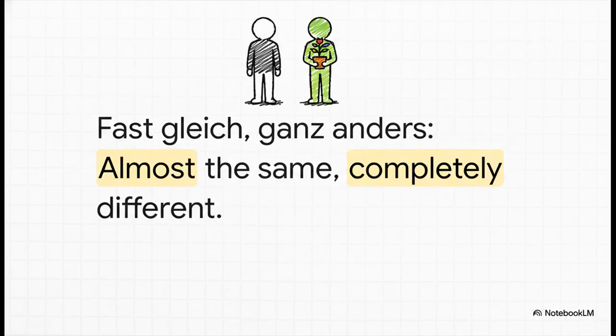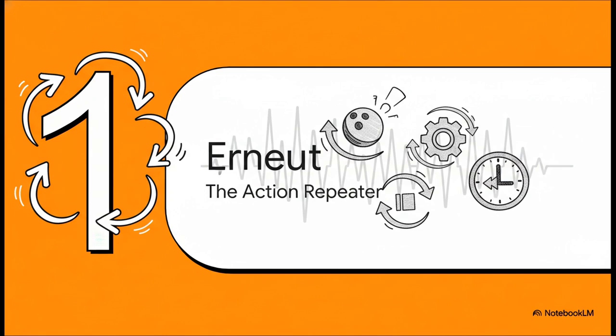There is a perfect German phrase for this whole situation. Fast gleich, ganz anders. Almost the same, but completely different. And that really hits the nail on the head here. But I promise you, by the end of this, you'll have one simple trick to get it right every single time. First up, let's tackle erneut.